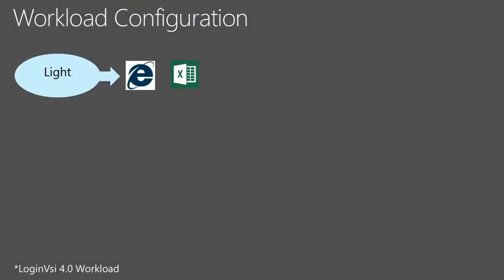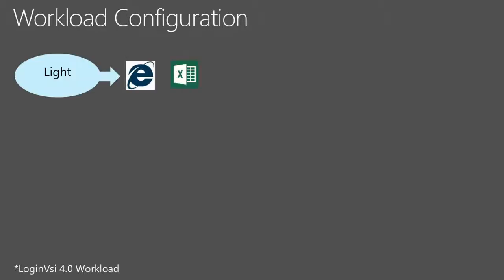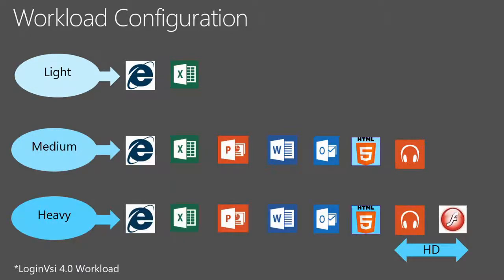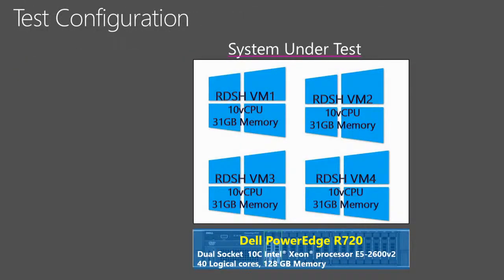Okay, so we used Login VSI, which is a third-party tool available to run workloads against our deployments. They have a light workload, they call it, that's canned in the Login VSI 4.0. They have a medium and a heavy. And then what we did is we built a test system that had a Dell PowerEdge Hyper-V host, and then we spun up 4 RDSH VMs on that environment.